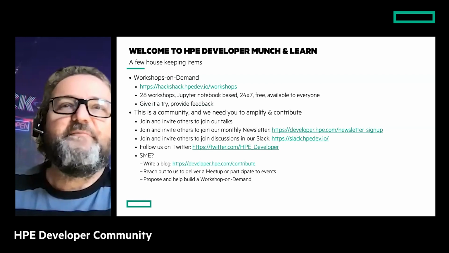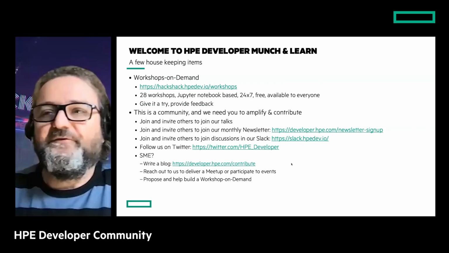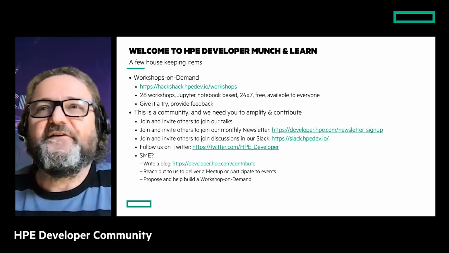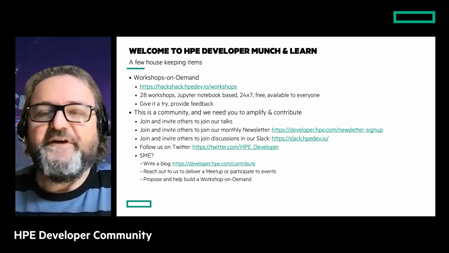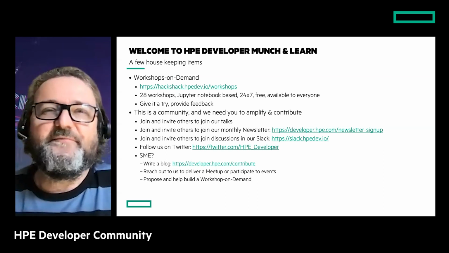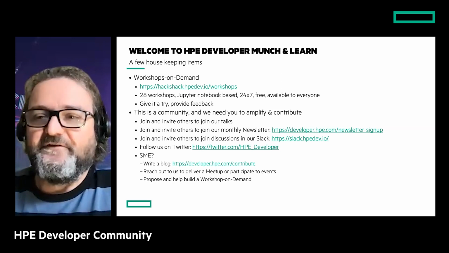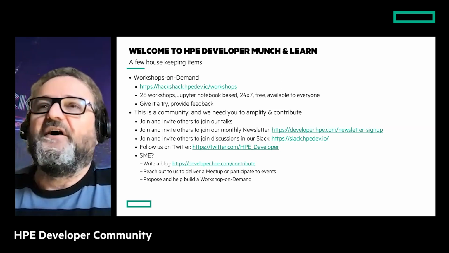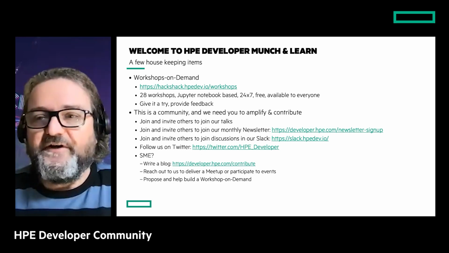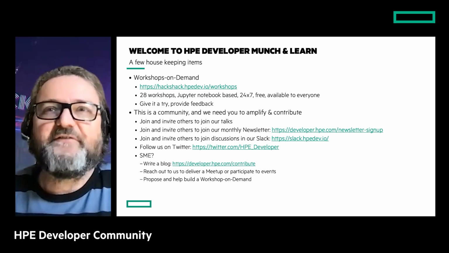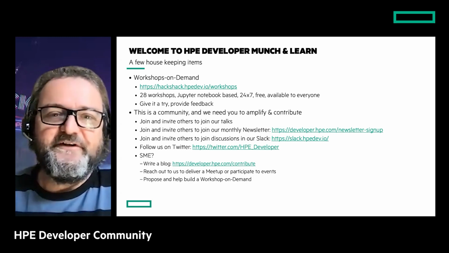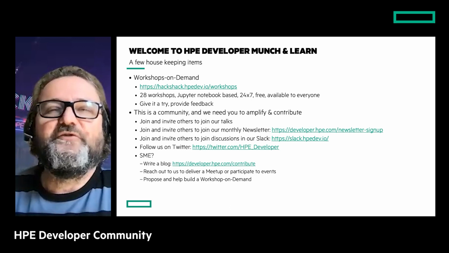We also have a number of interesting programs that you might want to leverage. One of them is called the Workshops on Demand. And this is a series of Jupyter Notebook-based workshops that we provide in a catalog. Today, we have about 28 workshops in our catalog. These are available over the internet 24/7 and for free. And you can give it a try, and we'd be happy to get feedback from you on what you thought about the experience, both the delivery of this through Jupyter Notebooks and the content.